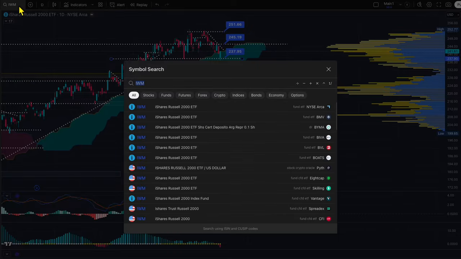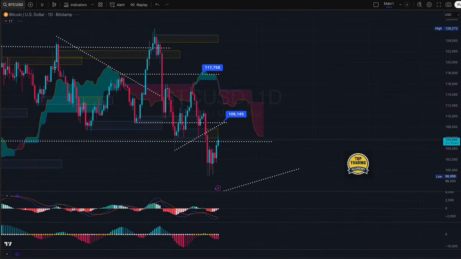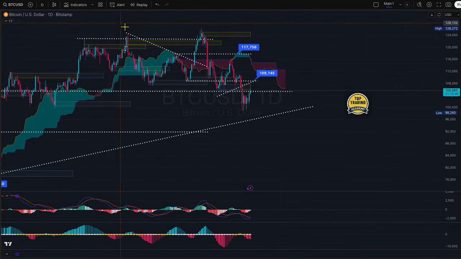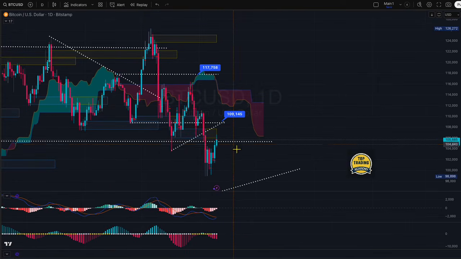That's your IWM. Let's take a look at Bitcoin, and then we're going to look into stocks. Okay, Bitcoin has a little bounce coming now, 105.